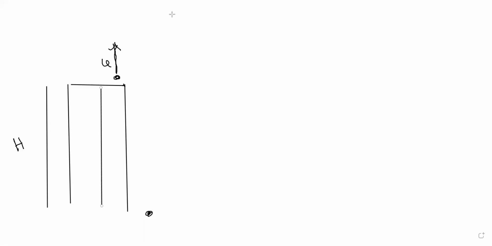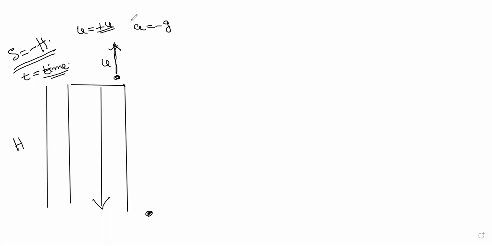Clear? So the displacement S happens to be minus h. Put it first. Now, it took some time t. This took some time t to fall down. But what is the initial velocity of projection? Upwards. U is plus u upwards. But acceleration due to gravity, A is always minus g. Don't have to worry about it. A is always minus g.